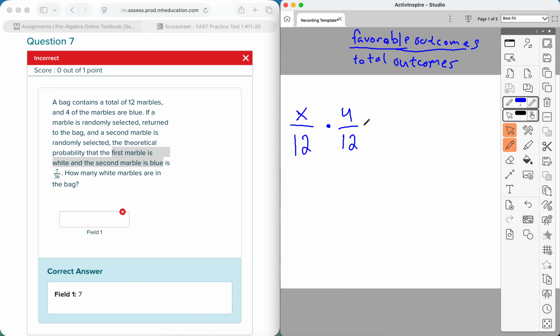that are blue. And then they're telling us in this problem that in the end we're supposed to get 7 over 36. But what's odd about that is, when you multiply fractions, you just go straight across, and 12 times 12 isn't 36. So this is a reduced fraction, simplified. So we need to figure out what this fraction is before they simplified it to 7/36. So we can just multiply the denominators. 12 times 12 is 144. X times 4 is 4x.